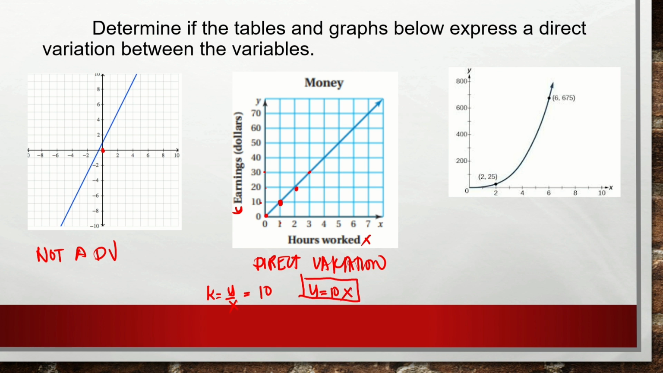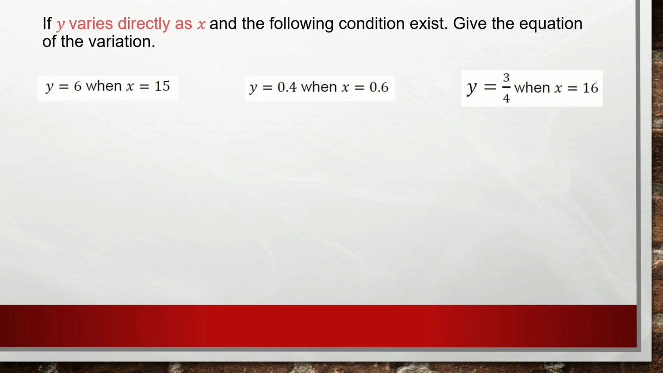Next, our last graph is not an example of direct variation, since it is not a straight line. Our last slide: if y varies directly as x and the following condition exists, give the equation of variation. First, we're going to translate this into a mathematical equation. We know that y varies directly as x is the same as y is equal to kx.